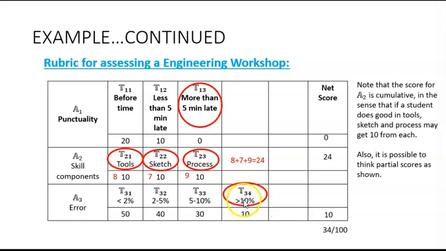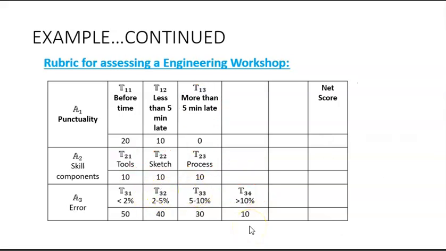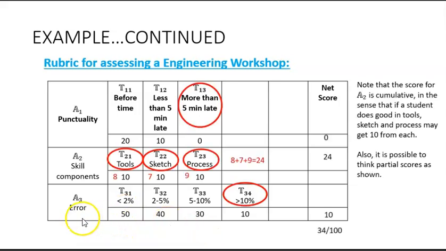Similarly, if the error is greater than 10%, you assign 10 here. So the total score is 24 plus 10, 34. This 100, how it came, carefully see here. The maximum here is 20. But because it is cumulative, the maximum is 10 plus 10, another 10 which sums up to 30. And the maximum value for attribute A3 is 50, and hence the sum is 20 plus 30, 50, plus 50, totaling to 100. So 34 out of 100.